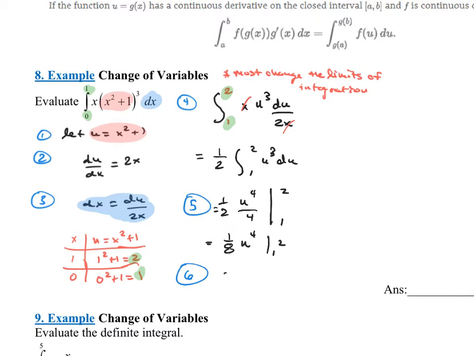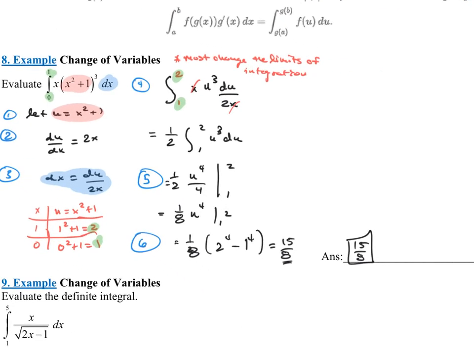So this would be equal to 1/8 times 2 to the 4th minus 1 to the 4th. And when I do that, I end up with a fraction of, let's see what you get. I'm getting a total of 15/8. Please double check my math there. Okay. So let me show you a second way of doing it.